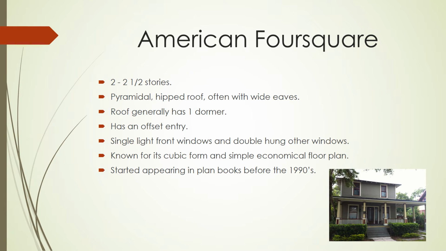American Foursquare houses are usually 2 to 2.5 stories. They have a pyramidal shape, a hipped roof, which often has wide eaves. The roof generally has one dormer.